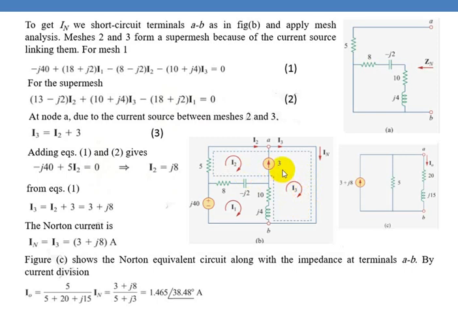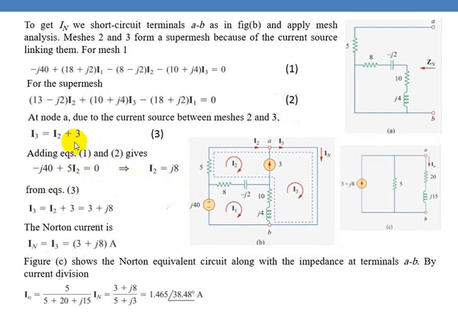I3 direction is the same as the 3 ampere. So I'm writing I3 minus I2. This I2 is opposite to that of this current direction. So I3 minus I2 equal to 3 ampere, or I3 equal to I2 plus 3. So now adding equations 1 and 2, if you add these two equations, you can find I2 as J8. And now this I2 we substitute in equation 3. So we get 3 plus J8. So now you got I3.